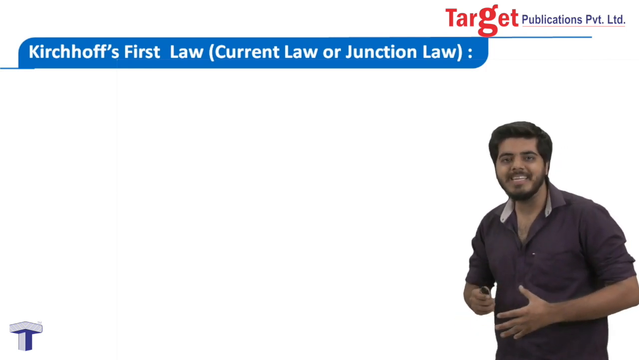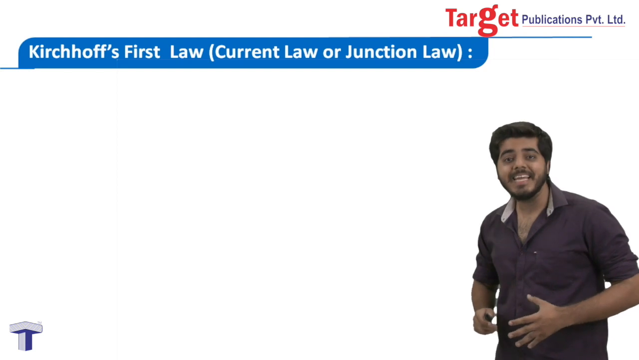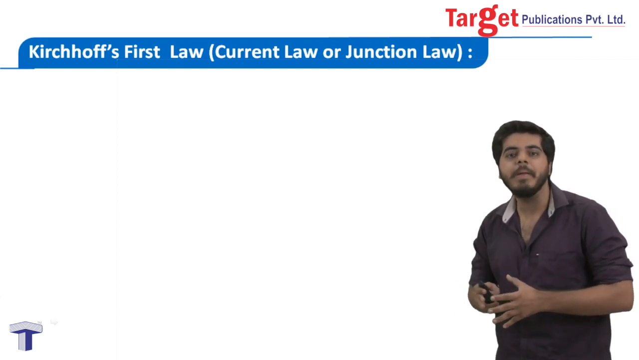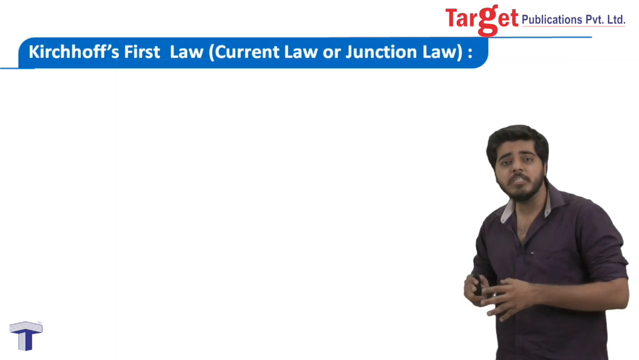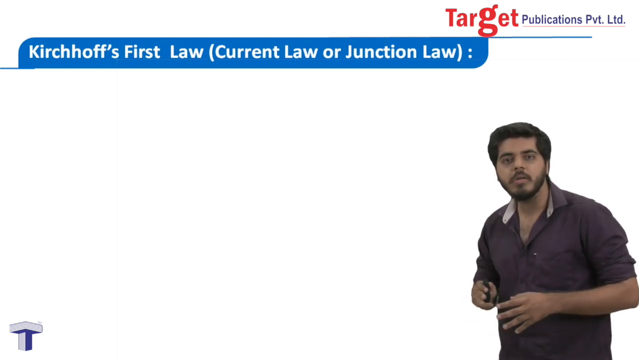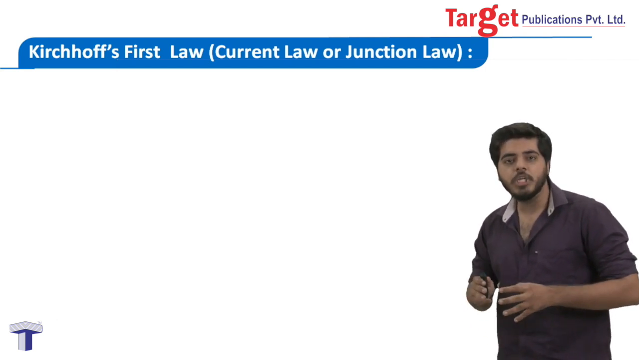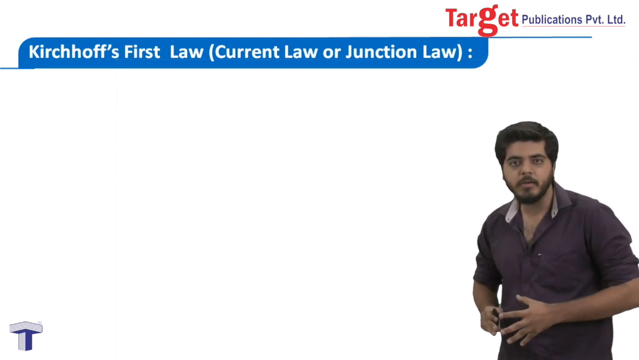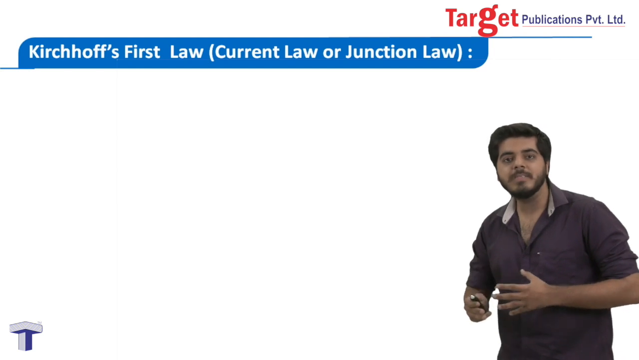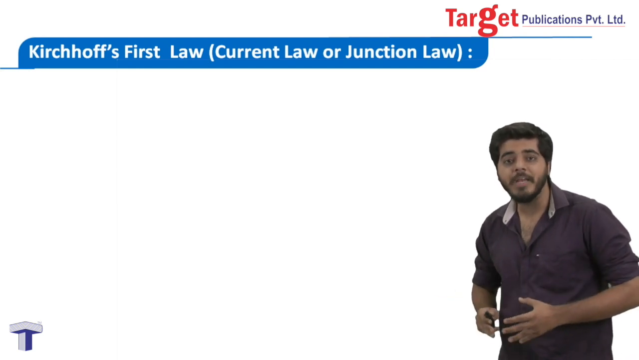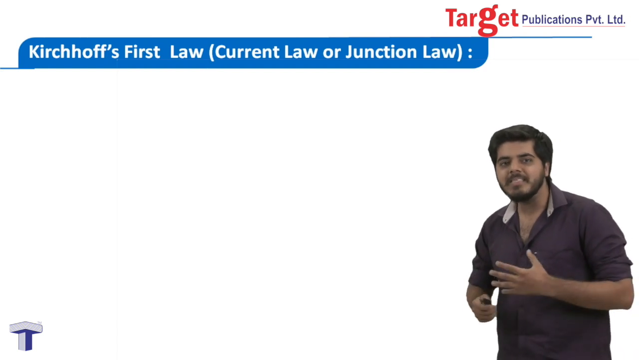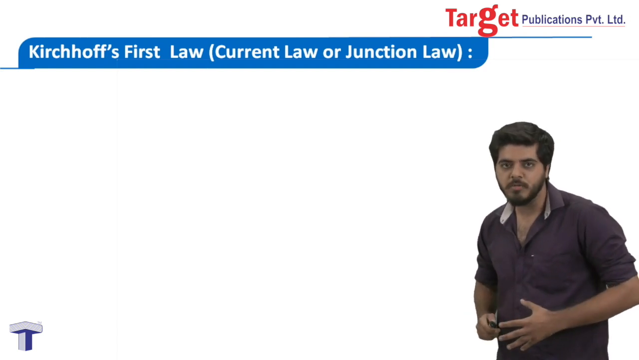Now, what do you understand by junction? We can say a junction is a point where everything comes and meets together. As in Kirchhoff's first law we are learning about current, we can say a junction is a point where each and every wire is coming and meeting together, or else we can also say a junction is a point where each and every current is coming and meeting together. So let us elaborate more on Kirchhoff's first law.